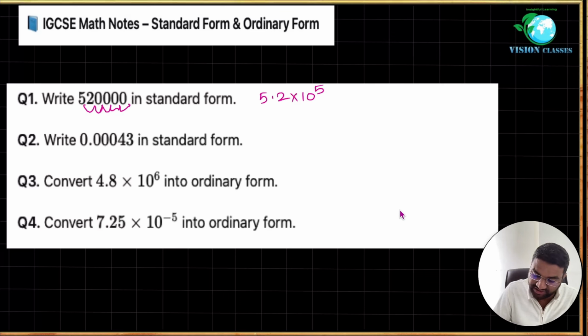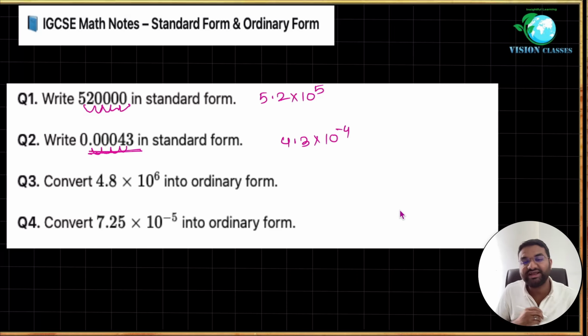Now in the second example, you have to move the decimal places to the right. Fine. So how many places? 1, 2, 3 and 4. So it's 4.3 times 10 to the power of negative 4. That's it. So move the decimal right 4 places to get 4.3 times 10 to the power of negative 4.